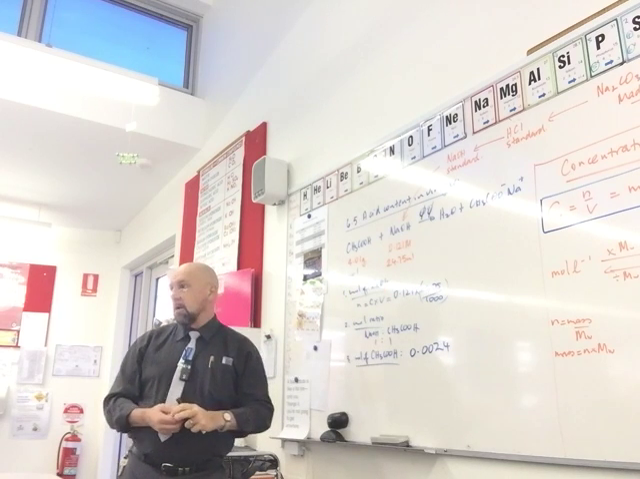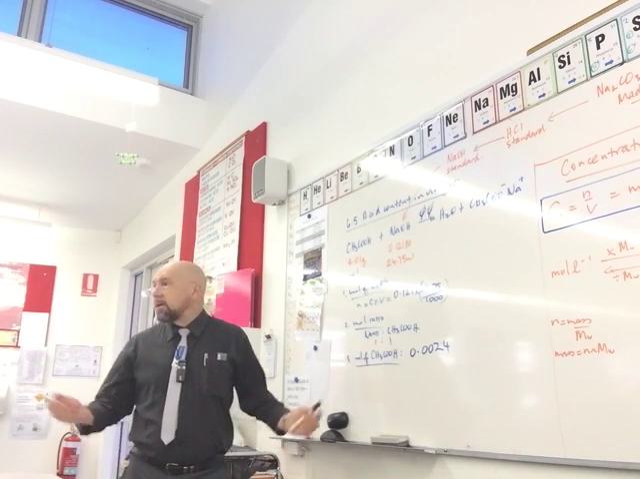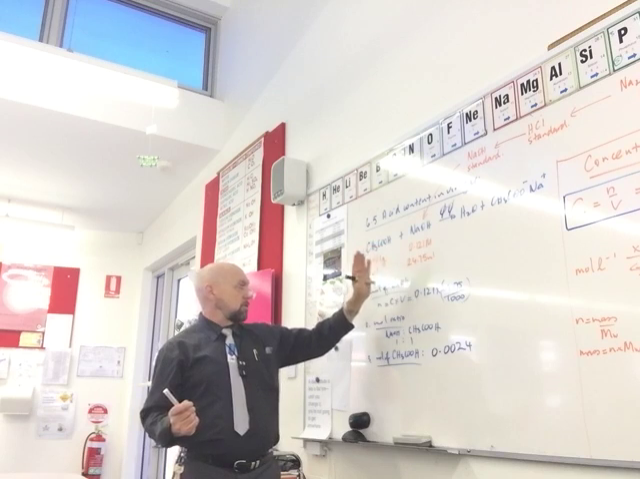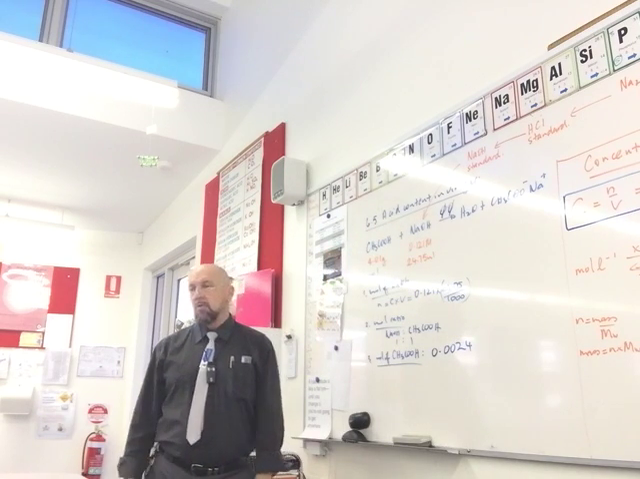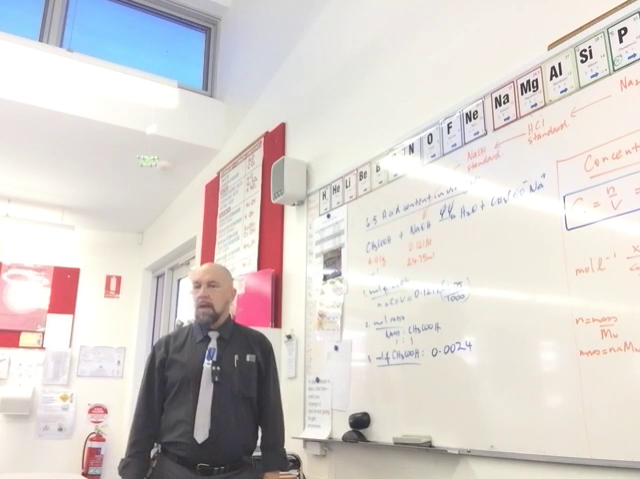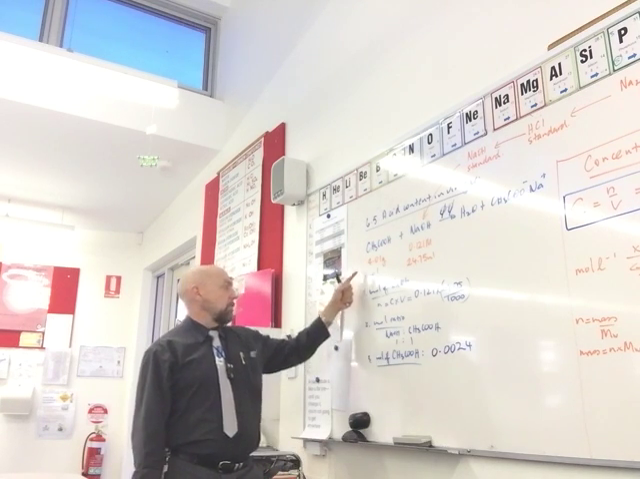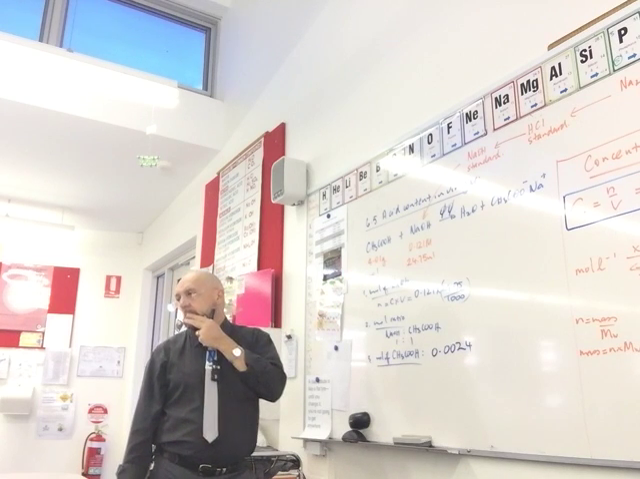Let's expect that. All right. So we worked out the moles of sodium hydroxide, then worked out the moles of acetic acid using the ratio. Now, normally you would then work out the concentration of the acetic acid. But we don't have a volume. All right? We don't have a volume.